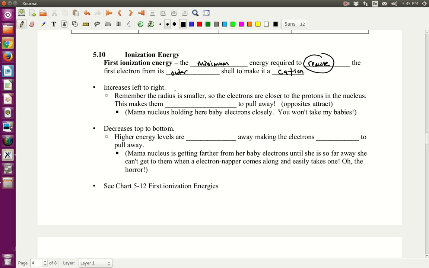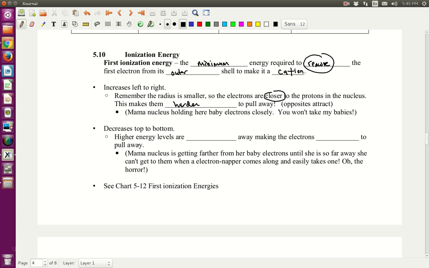It increases from left to right, so it goes up from left to right. So before, the size went down, but the ionization energy goes up. And remember, the radius is smaller, so the electrons are closer to the protons in the nucleus, and this makes them harder to pull away.